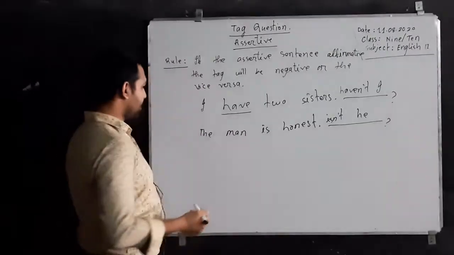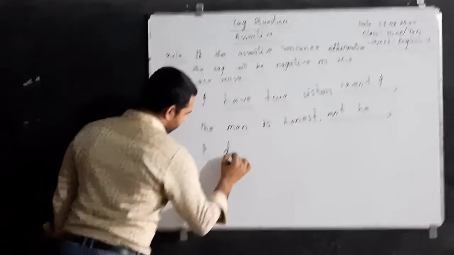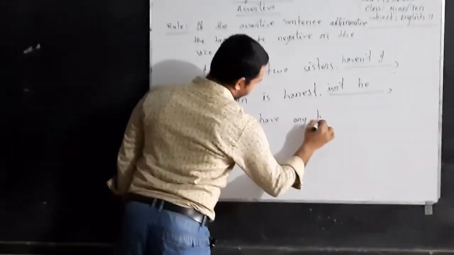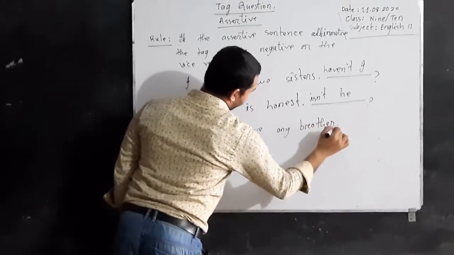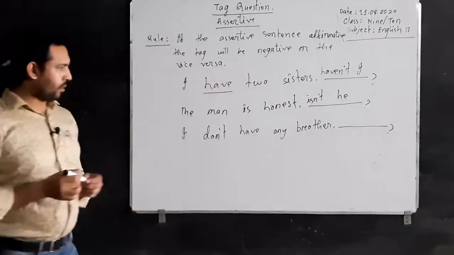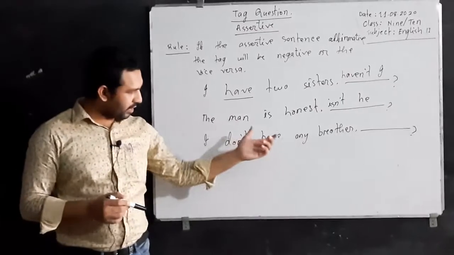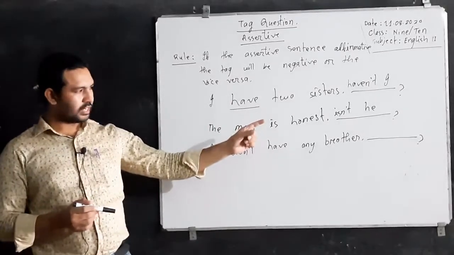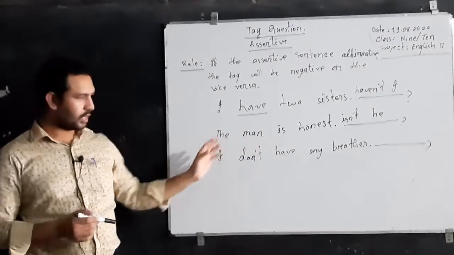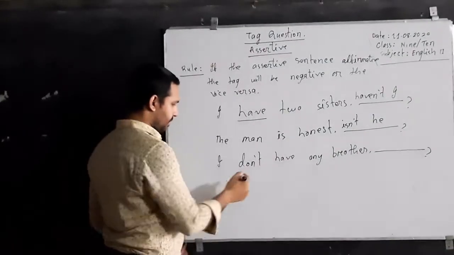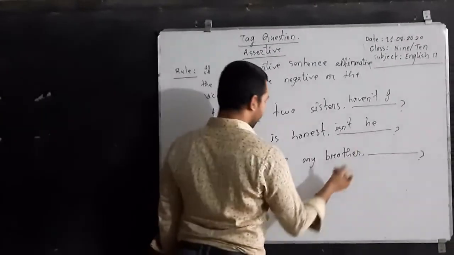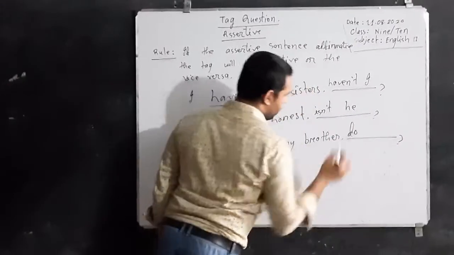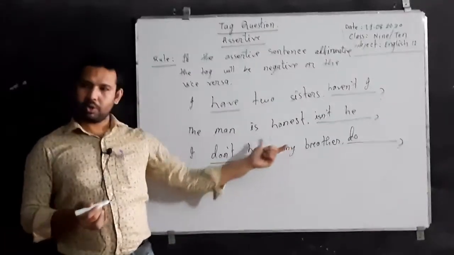Let's see the opposite thing. I don't have any brother. We have to make a tag for this sentence. I don't have any brother. It is a negative sentence. Then what will be the tag? The tag will be in affirmative form. The tag will be the opposite of the main sentence. As it is negative, we have to put the affirmative. What is the affirmative form of don't? Do. Do is the affirmative form of don't.